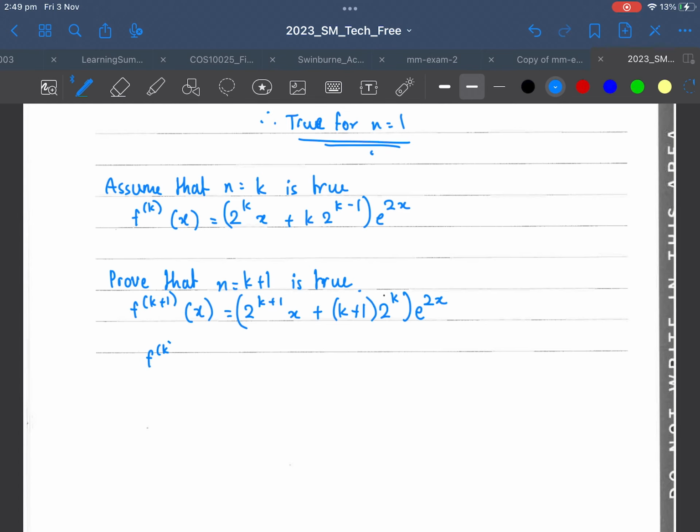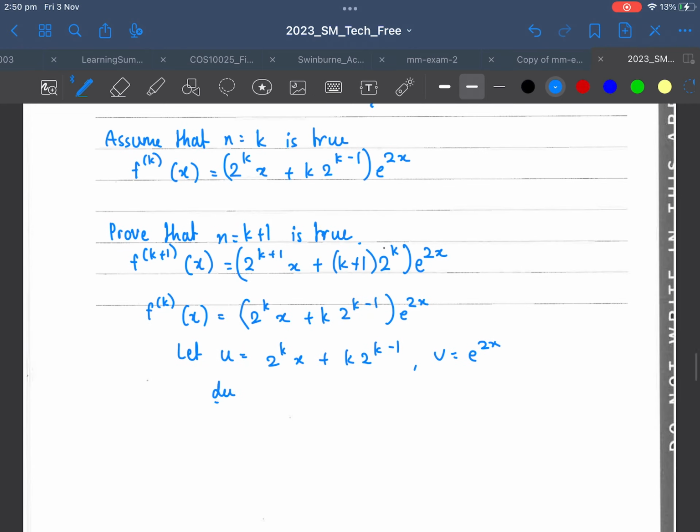So using that logic, I'm just going to differentiate that now. So f of k of x equals, I'm going to just write this again, 2 to the power of k x plus k 2 to the power of k minus 1, all of it times e to the power of 2x. So let u equal 2 to the power of k x plus k times 2 to the power of k minus 1, and v equal e to the power of 2x. So that would mean that du/dx would simply be 2 to the power of k, because all of this is just 0, and dv/dx is going to be 2e to the power of 2x.